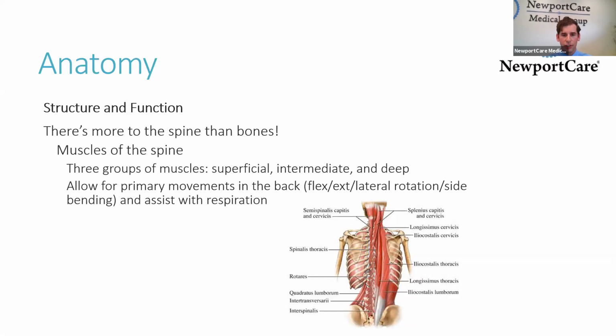We have superficial, intermediate, and deep groups. And those all allow for various different primary motions of the back. So the flexion, extension, and rotations that we spoke about earlier are all aided with these muscles. They also assist with respiration.